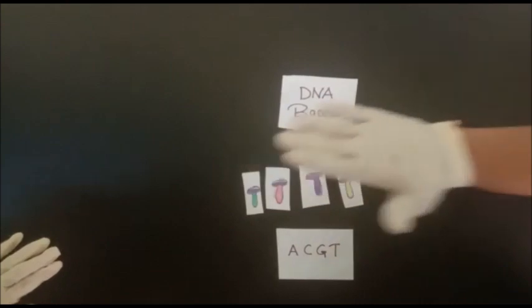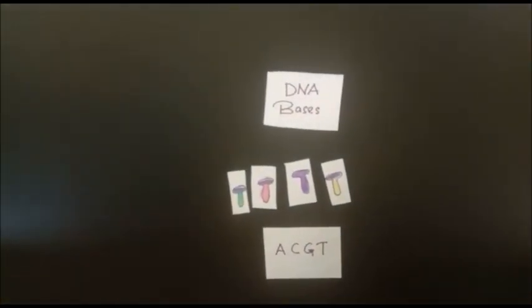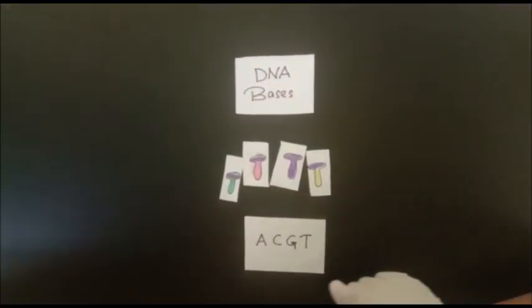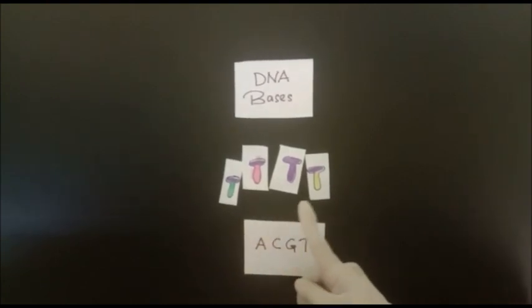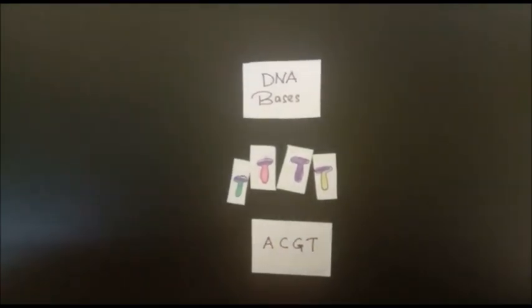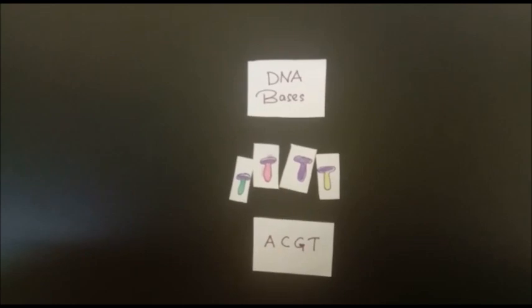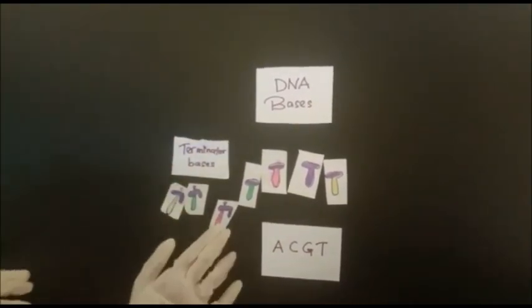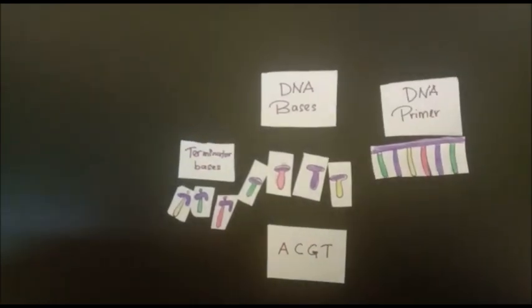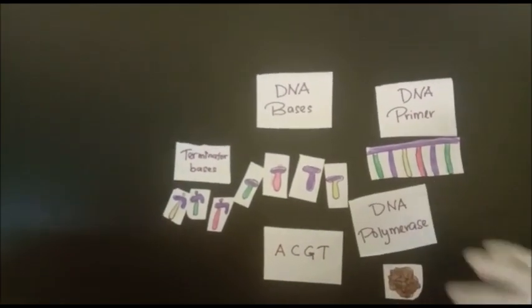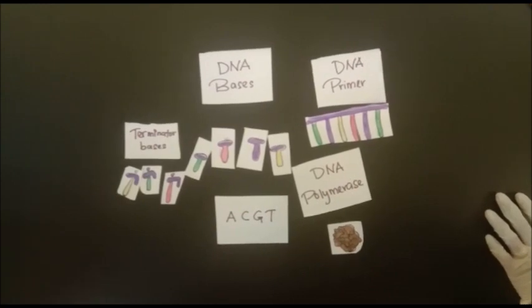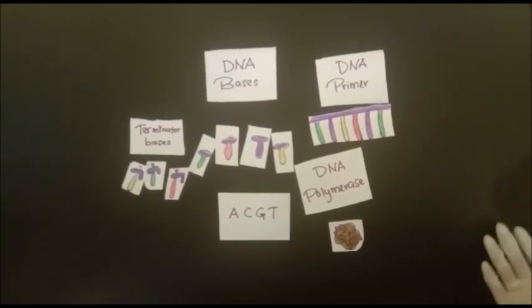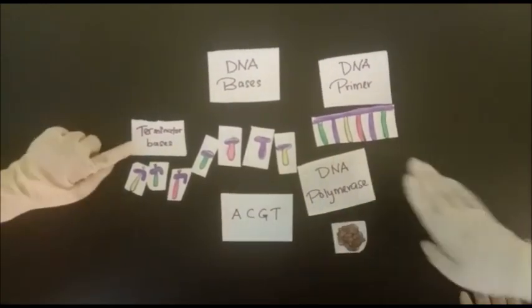The reaction also includes free DNA bases like A, C, G, and T. Modified DNA bases labeled with colored fluorescent tags are also added. These are called terminator bases. The mixture contains the DNA primer, terminator bases, and DNA polymerase. It continues to add DNA bases until a terminator base is added.